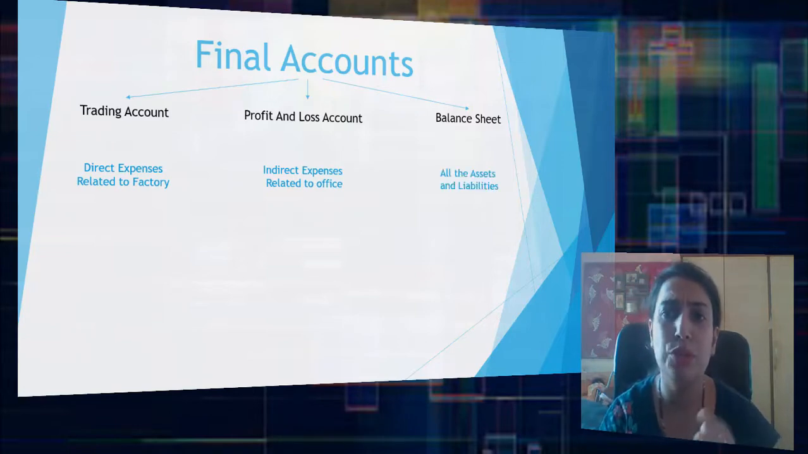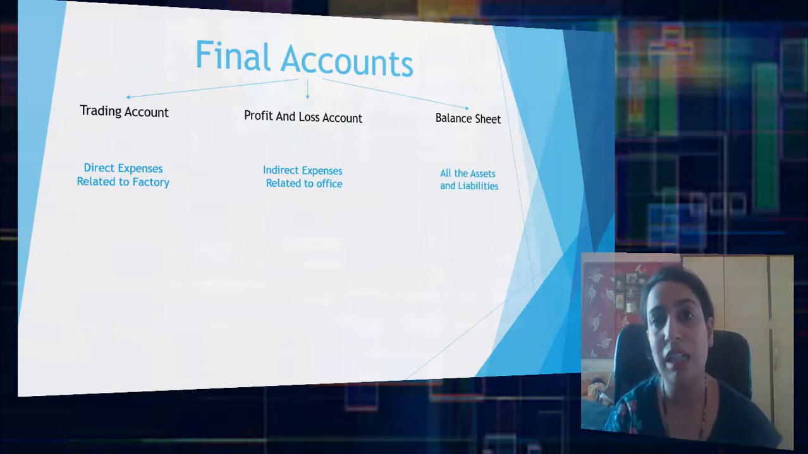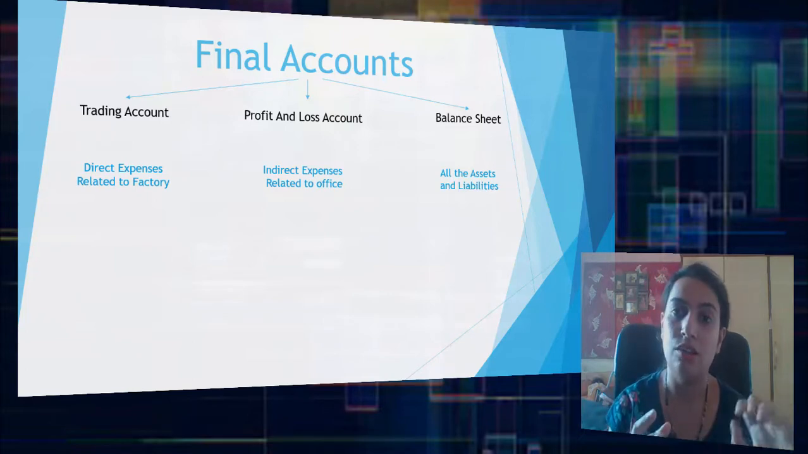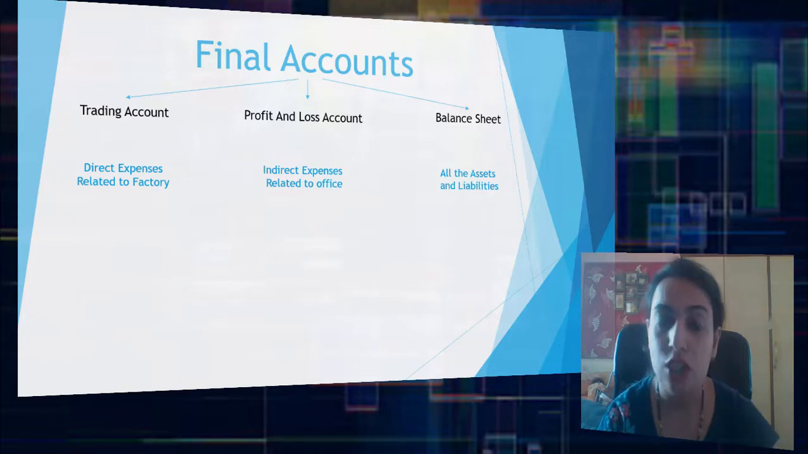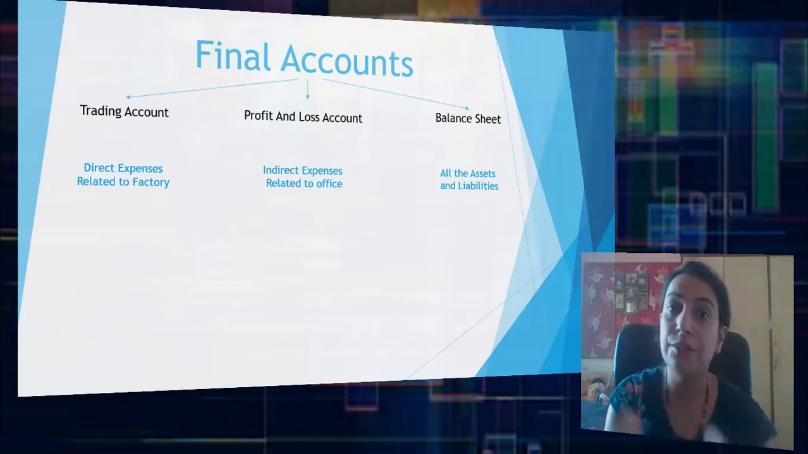And finally, obviously, I'm going to have certain assets and some liabilities also. So all my assets and all my liabilities will be recorded at one place, which is called the balance sheet. So final accounts is bifurcated into three parts.